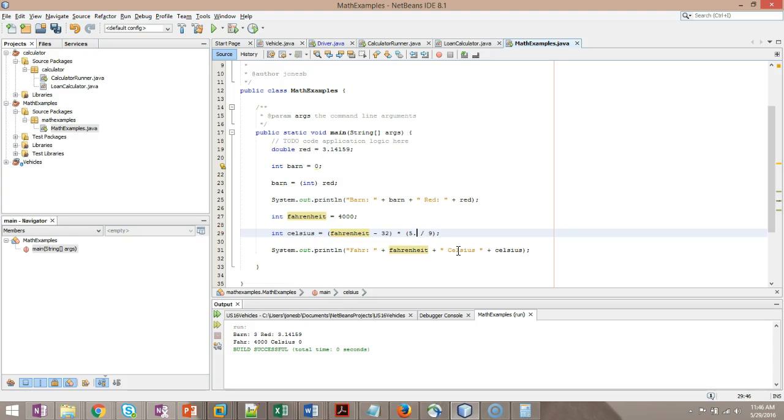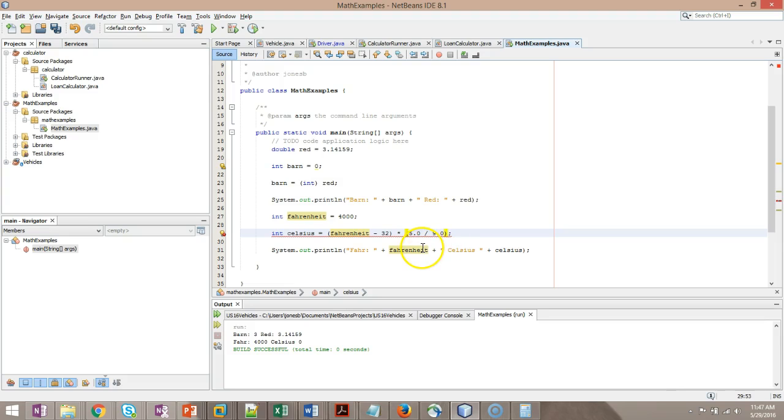Another way to fix it is simply to change the data type. This is what we're going to call a, there we go, like so, 5.0 over 9.0. This is what we're going to call a literal, because we're not assigning 5 over 9 to a variable. We're just literally putting them into the equation. When I put 5.0 divided by 9.0, it's no longer an int divided by an int. It's now a double divided by a double, and it wants to return a double.